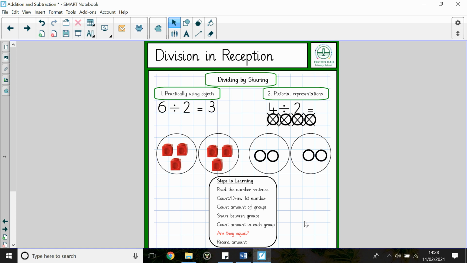The next step is to then check that we've shared the amount fairly between the 2 groups. So as we've just counted, in the first group we have 2 circles, and in the second group we also have 2 circles, which then shows that we have the same amount. They are equal because the groups have the same amount. The final step to learning is to record the equal amount into the number sentence. 4 divided by 2 equals 2.